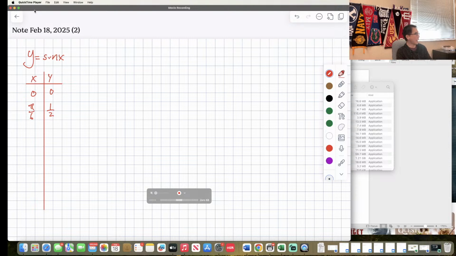Okay, so I can plug in the next value. What is the next value? Pi over 4. What's sine of pi over 4? Square root 2 over 2. This is 0.707, because square root 2 is 1.414. What's the next value I can plug in? Pi over 3. That gives you square root of 3 over 2, around 0.8 something.